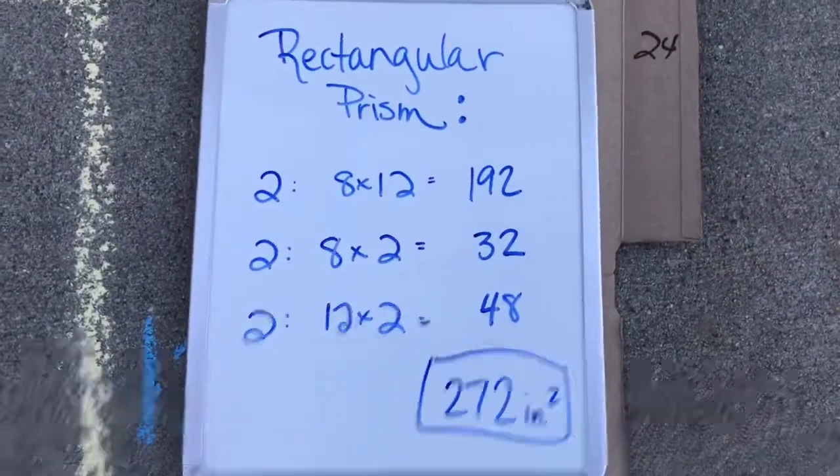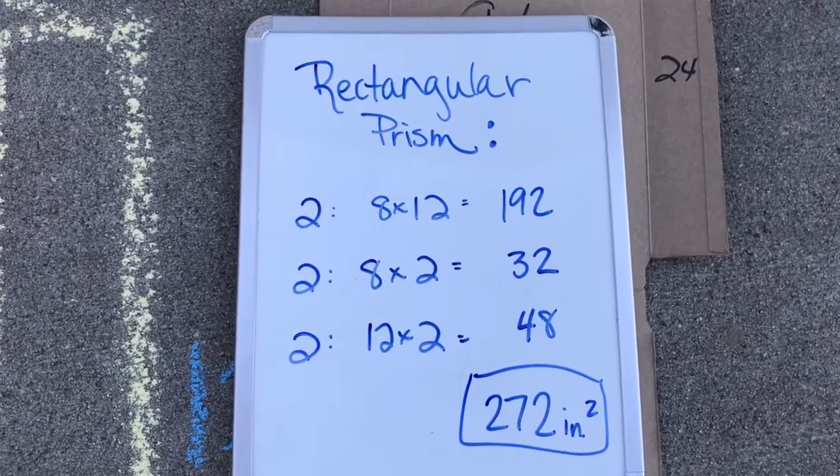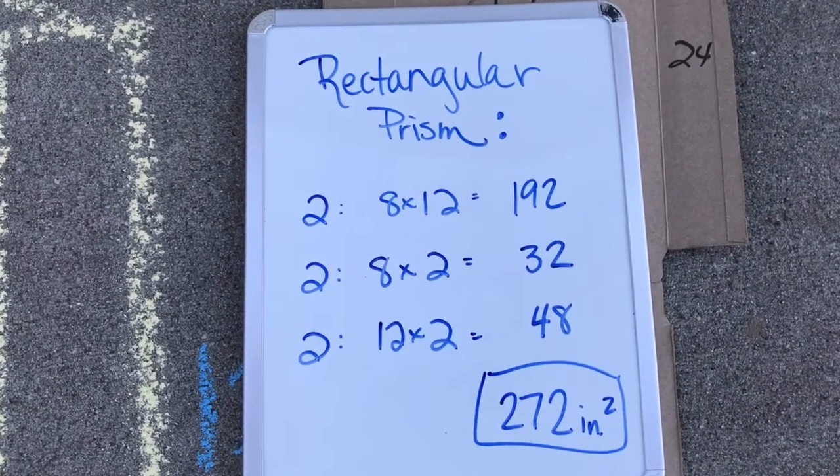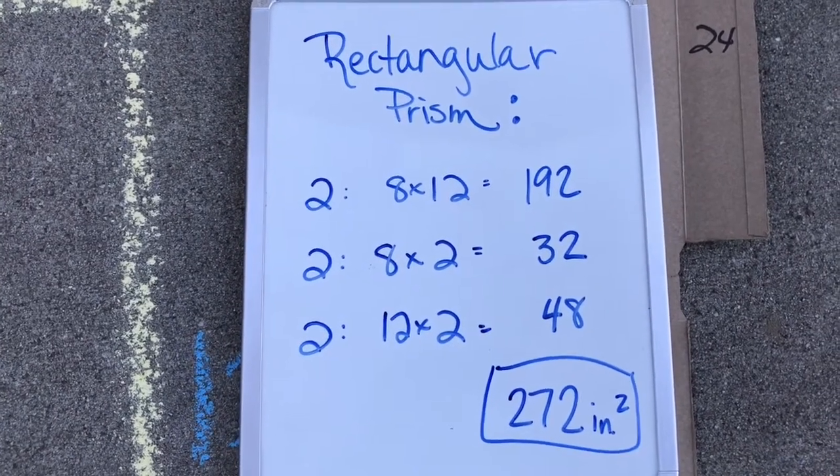We've got 2 of the 8 by 12s, so that's 2 96s or 192. 2 of the 8 by 2s, which gives us a total of 32. And 2 12 by 2s, which is a total of 48. Add them together.